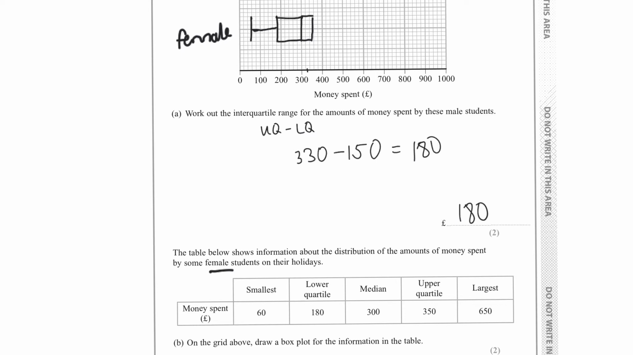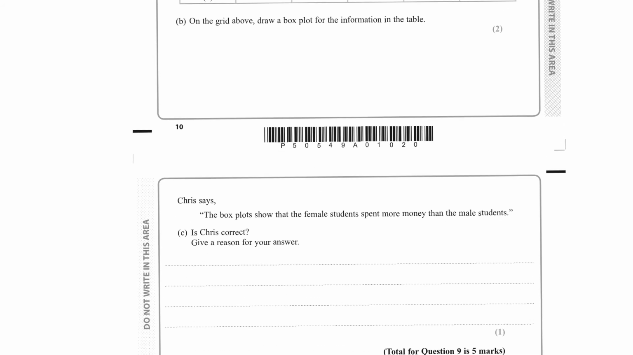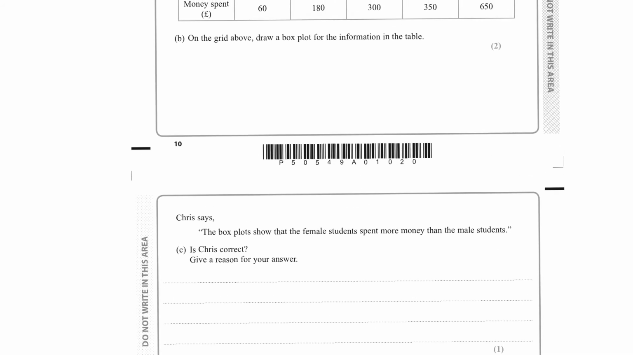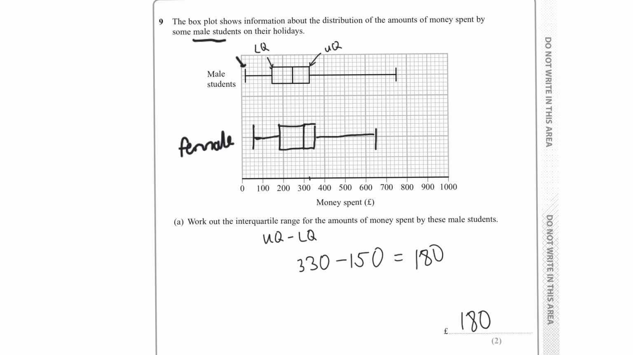And the largest value is 650. Okay, that is my rough sketch. So part C is now saying the box plots show that the females spent more money than the males. So let's have a look at the box plots and zoom in.